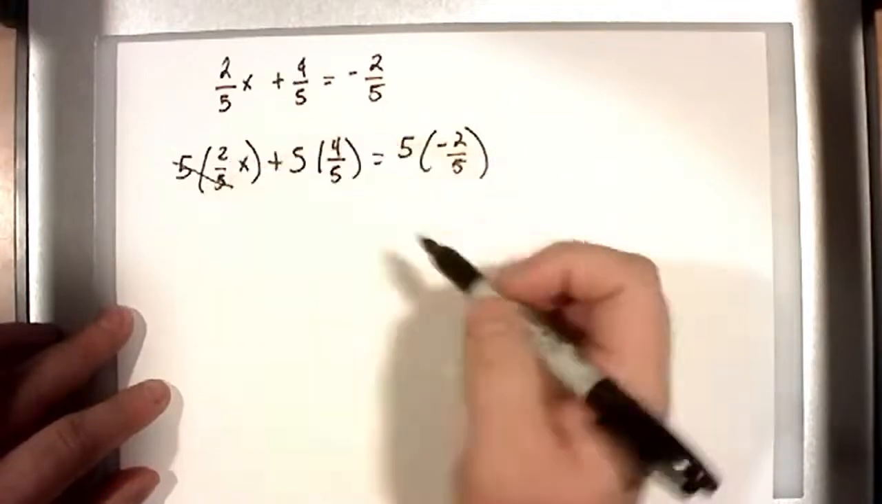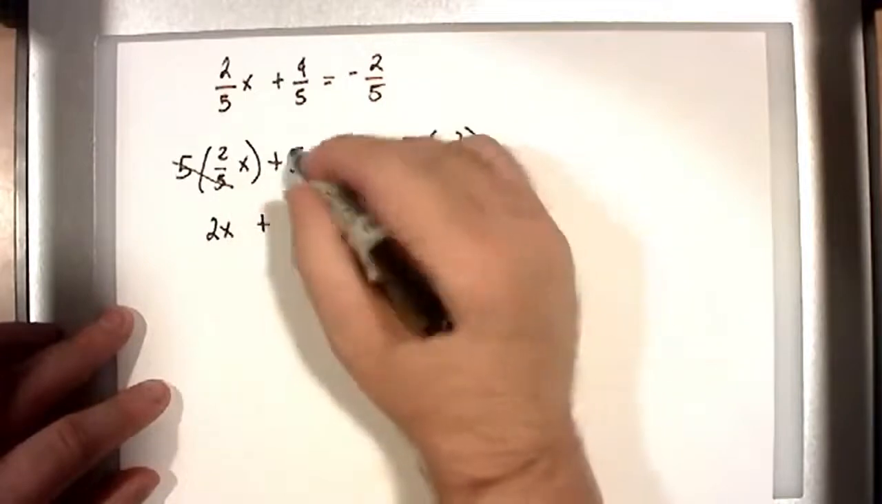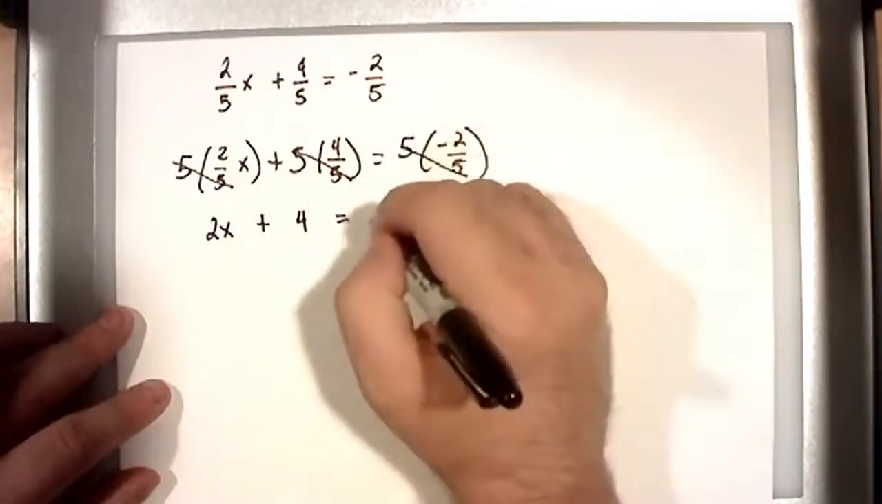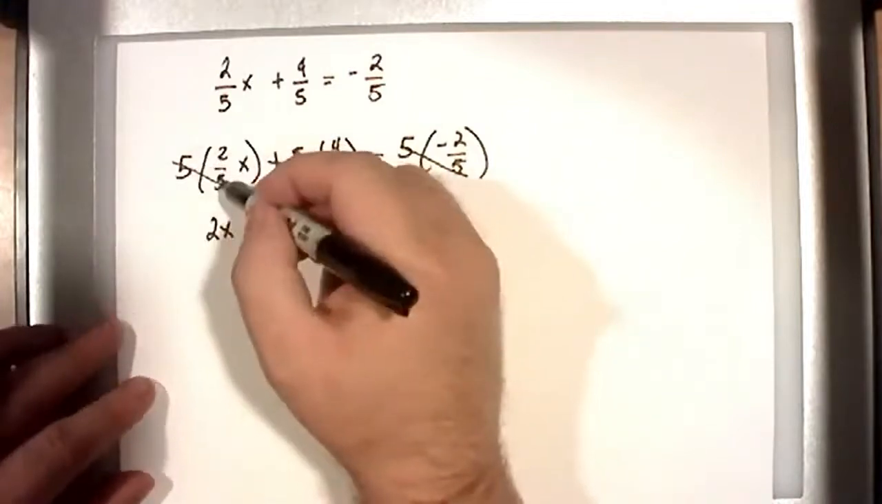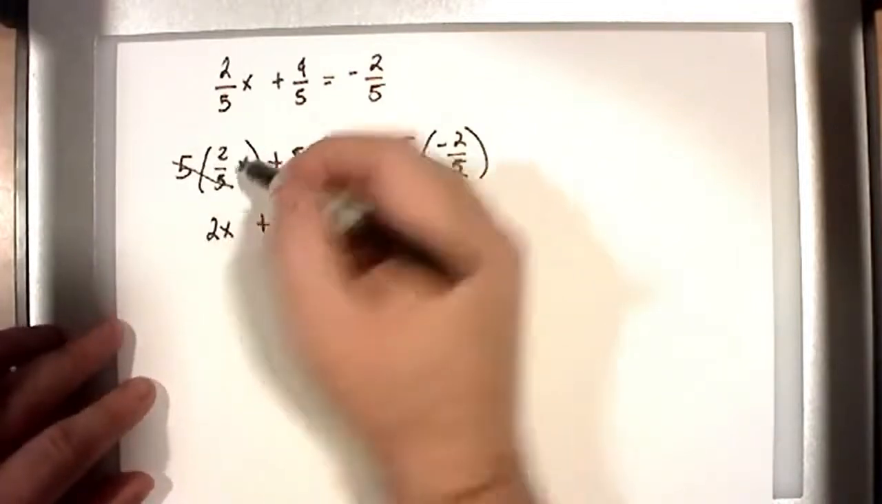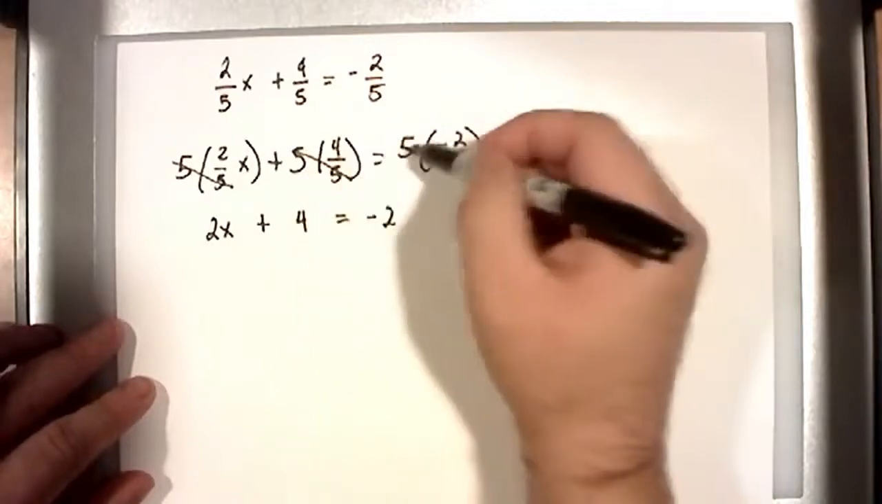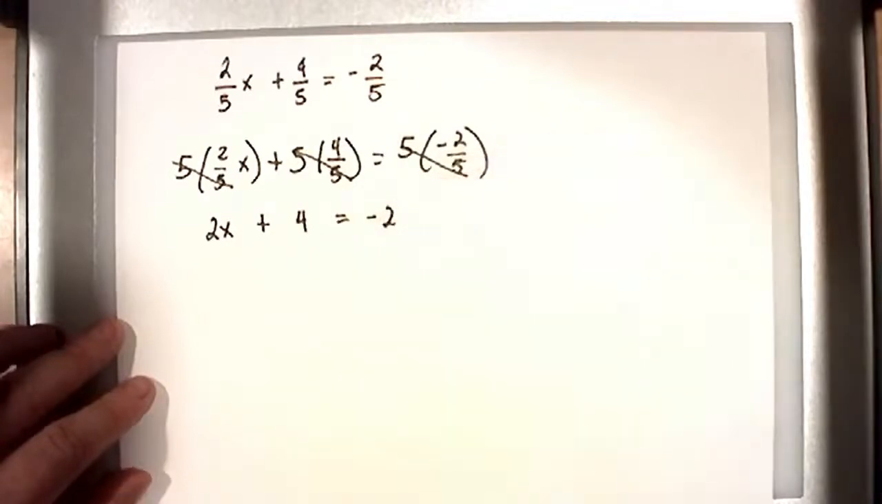5 and 5 cancel, and you have a positive 2x. 5 and 5 cancel, you're left with 4. Over here, 5 and 5 cancel, and we're left with negative 2. Go through and make sure you're clear on what I just did. The multiplication of 5 cancels with the division, so you have just 2x left, just 4 left, and just negative 2 left. And hopefully now it's just a trivial solving problem.